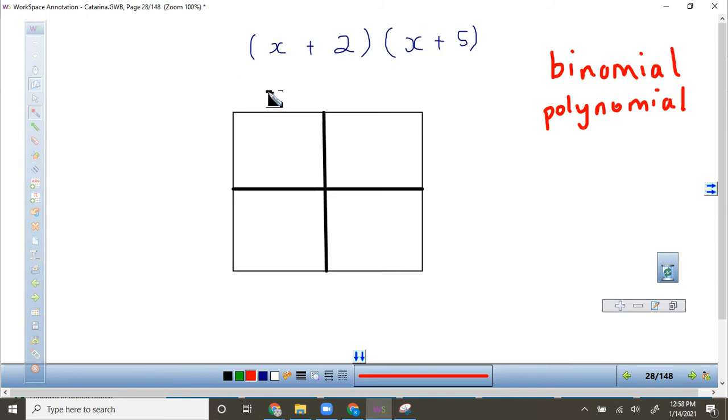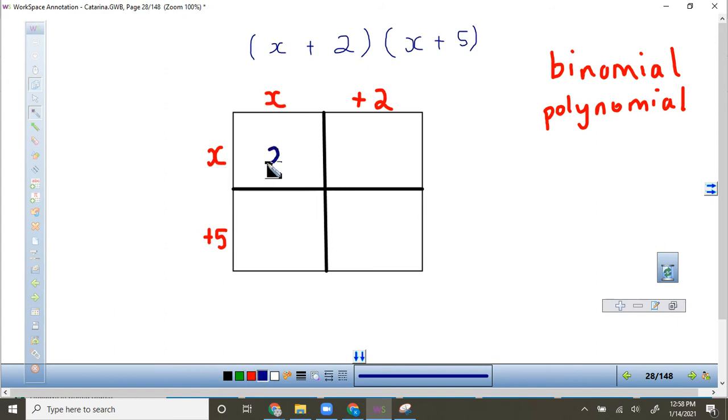We're going to break this apart like I did for the numbers. So again, it doesn't matter which one I start with, but x plus 2, I'm going to break it apart here. x, plus 2. I like putting the plus in. I would encourage you to do the same, mainly because if you include the sign, you're not going to forget a negative sign when that comes up. And then x plus 5 here. So again, it doesn't really matter which one you put at the top, which one you put at the side. I encourage you to keep using the signs. And then we're going to multiply.